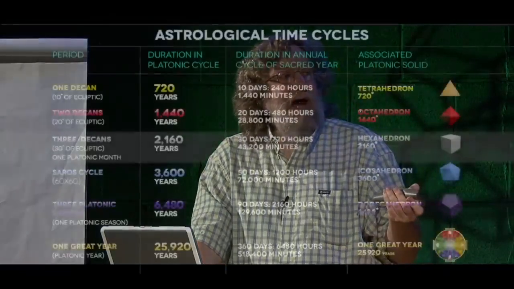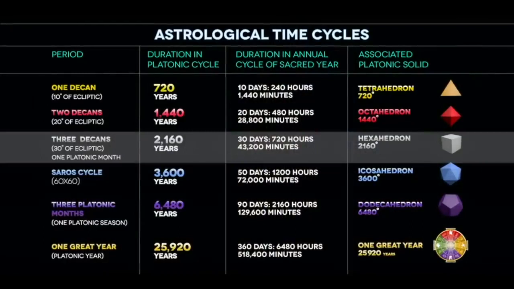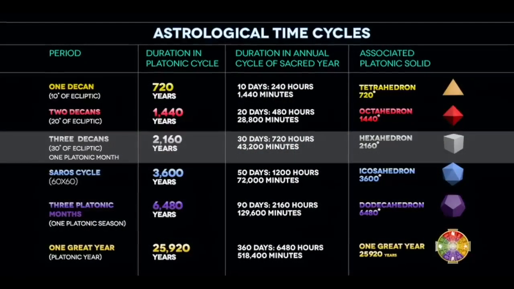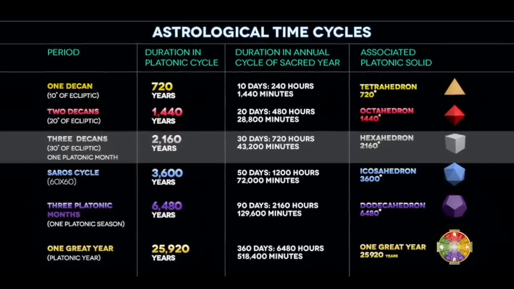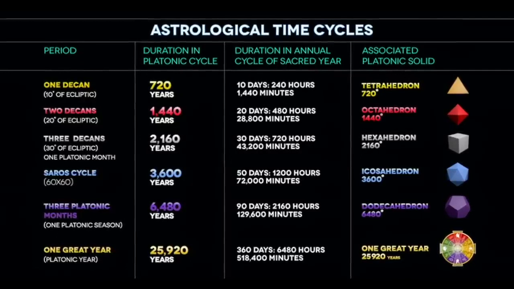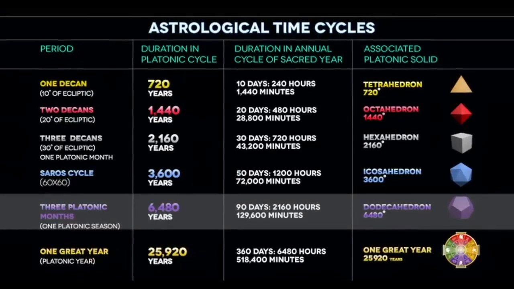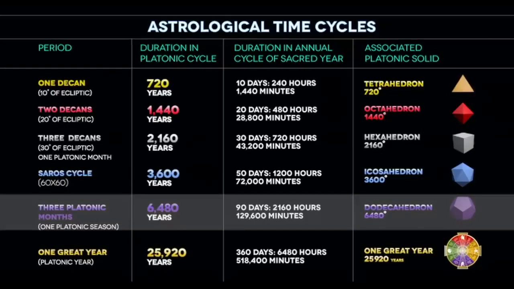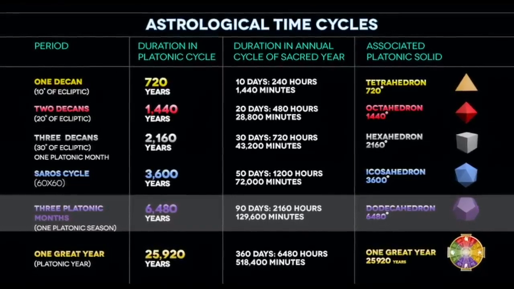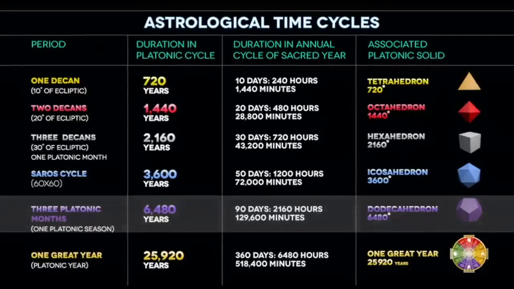You'll notice that 3 decans, or 1 Platonic month, in the Platonic year was 2,160 years, but in the sacred year of 360 days, again, there's that 43,200. So, and go down here, the 1 Platonic season of 6,480 years, 129,600. So if you're taking notes and writing these down, you're going to find you're writing down the same numbers over and over again, simply raised to different orders of magnitude.